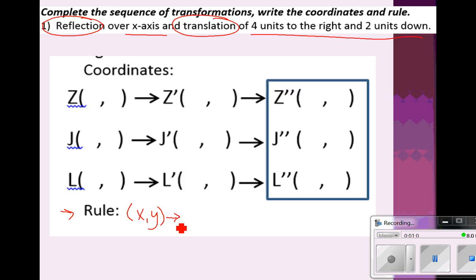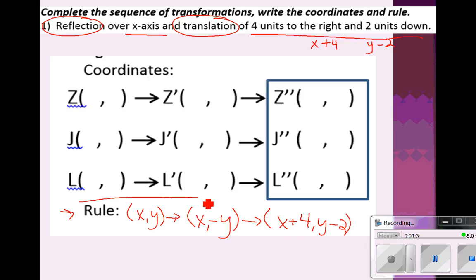And remember the song, x-axis, x stays the same, reflect, reflect. So x stays the same, therefore I know y becomes the opposite. Then we have another transformation, and it's the translation. 4 units to the right, right is plus, and it's 4. 2 units down, that's minus 2 for the y. So x plus 4, y minus 2. That would be our rule. And we're going to put a box around it.